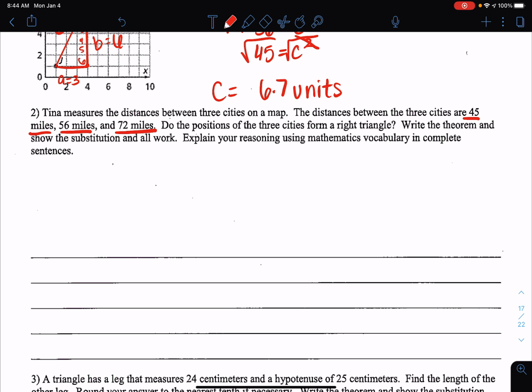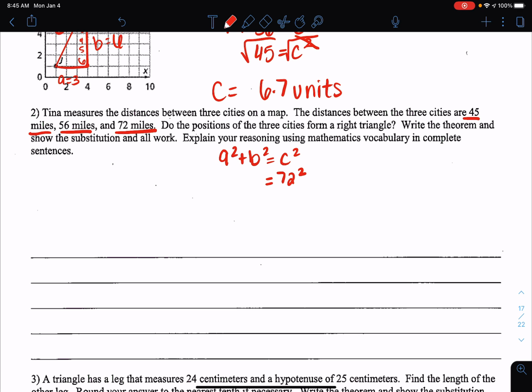vocabulary in complete sentences. Now remember, when we are trying to see if something's a right triangle, we're using the Pythagorean theorem again, but we want to make sure that our 2 legs equal the same thing as our hypotenuse. So I'm going to write my theorem: a squared plus b squared is equal to c squared. And I'm going to plug my measurements into this theorem. Now I have 45, 56, and 72. The only thing you have to plug in correctly is the biggest number. Remember, the biggest number is always going to be your hypotenuse, and the biggest number out of those 3 is 72. So I'm going to plug in 72 squared for c, okay?